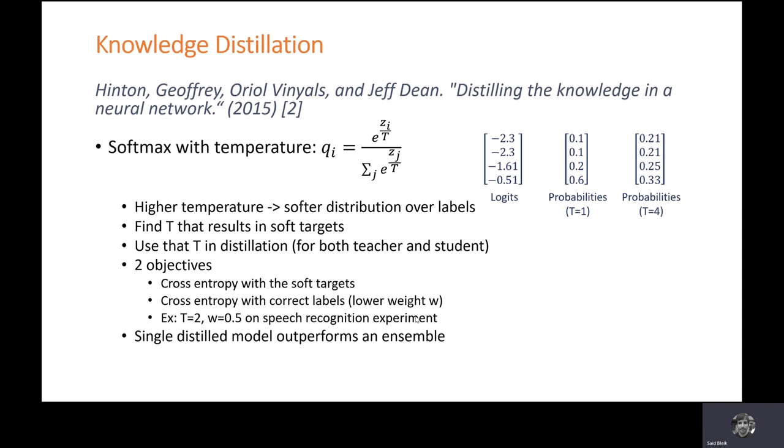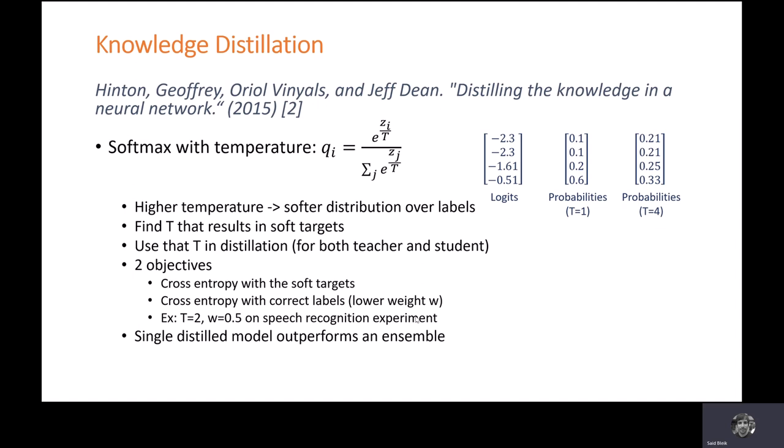So you can experiment with many values of T. In this paper, they did a few experiments, but in one of them at least, T equals 2 was the best. And so once you identify a good T, you can use that for distillation for both the teacher and student. For the teacher, you generate the labels using that softmax at the end of the prediction, and for the student, it's the forward pass where you compute the loss.